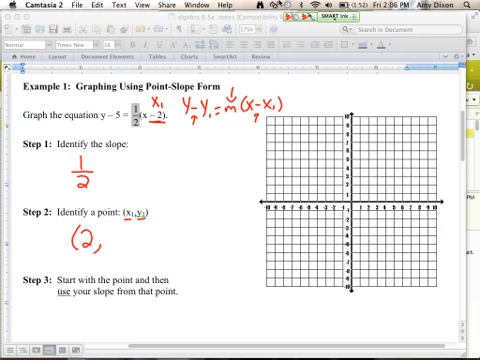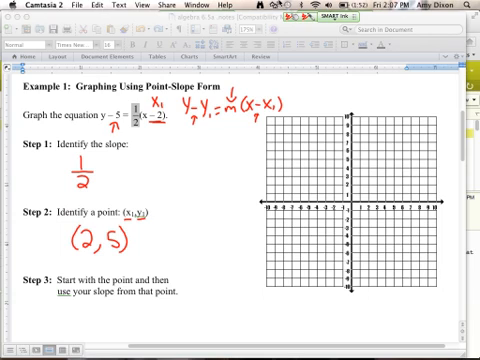All right, same thing in the y1's place. y1 is going to be right here. y1 is a -5. So we want the opposite of a -5, which is a +5. So the point that we actually want is 2, 5. Even though it looks like -2, -5, we want to change those signs. Now, step 3 shows us how to graph. We're going to start with the point and then use the slope from that point.